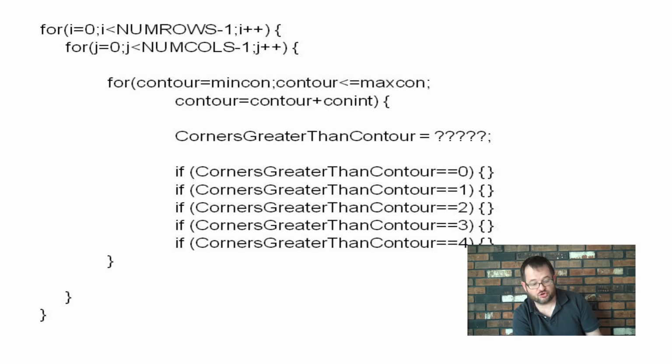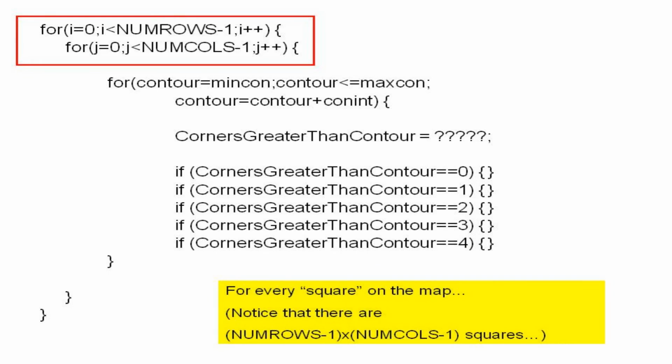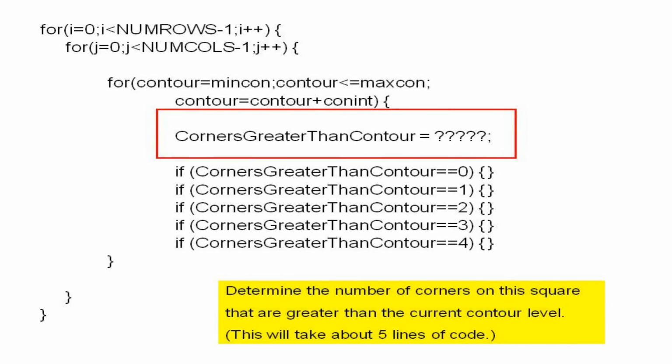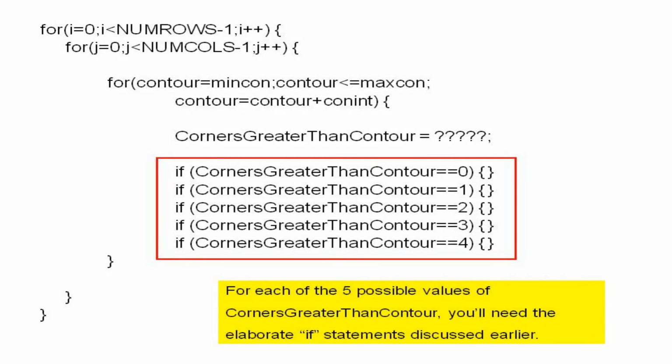So now for each of your rows, for each of your columns, for every contour line you're trying to draw, you've got to count the number of corners that are greater than contour. We talked already earlier in this lecture about how to do that. Then if the number of corners greater than contour is equal to 0, 1, 2, 3, or 4, for each of those possibilities you have something to do. Well, for two of them, when the number of corners is equal to 4 or equal to 0, you don't have anything to do because that contour line doesn't even pass through there. Whew. But you've got to get all this stuff working in there.